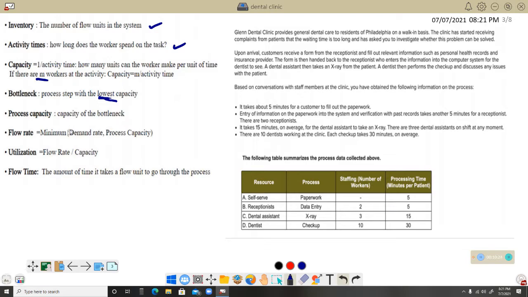Sometimes in some questions there is one more data, available input. Available input will also be considered over here. So the flow rate is the minimum of available input, demand rate, and the process capacity. Utilization is nothing but the ratio of flow rate by capacity. And finally, flow time: the amount of time it takes a flow unit to go through the process. These are some of the terminologies that you can come across while solving this type of problem.